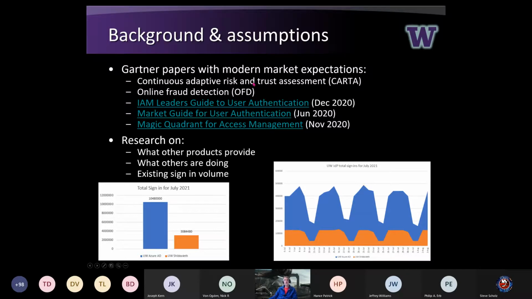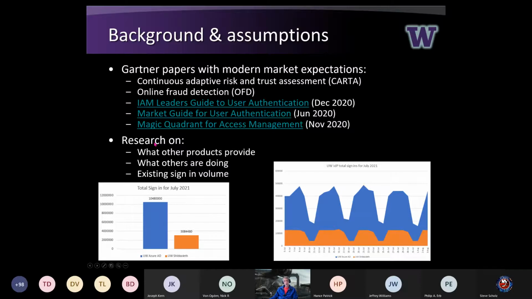So let's talk a little bit about what those are. CARTA is really the idea that you can get signals at the time of authentication and make decisions about whether or not authentication is allowed at the time of authentication. OFD is an after the fact capability, where you get signals and you realize that a credential has been compromised after the fact, or that it's at risk, and you might want to implement additional requirements for future authentications, or you might want to put that user under some sort of review process. So these are the capabilities that these two talk about. You can see links to the Gartner papers that talk about those.